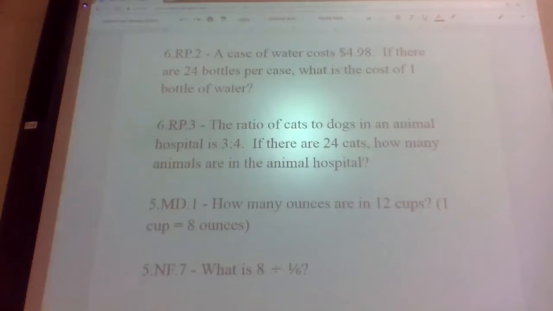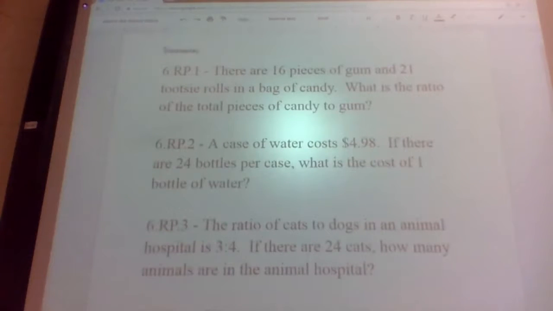Okay, we are going to go over the problem of the day. All right, problem number 1. Let me go back up. It says there are 16 pieces of gum and 21 Tootsie Rolls in a bag of candy. What is the ratio of the total pieces of candy to gum? So the first thing we need to know is the total. How do we find the total? We do what? Add. So we're going to add what? All the candy plus all the gum, and that's going to give us our total.